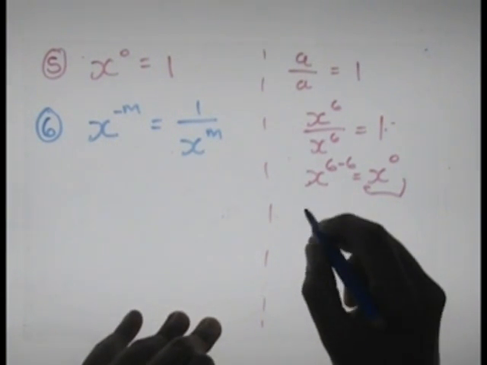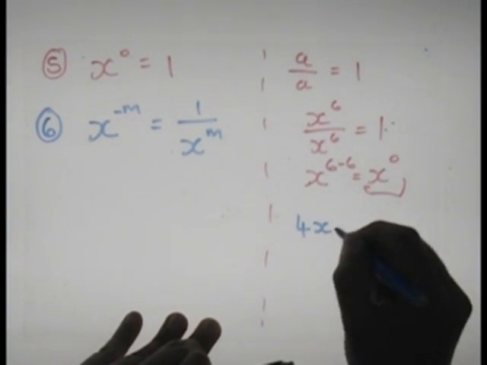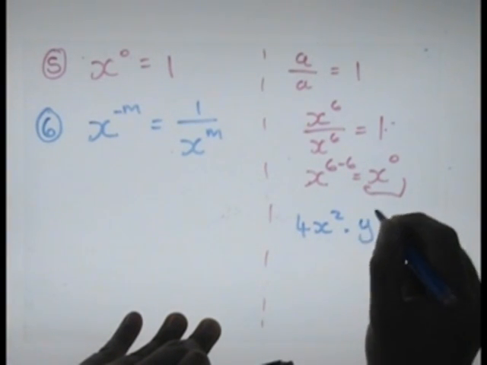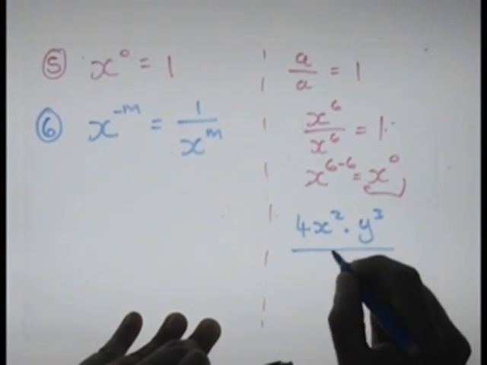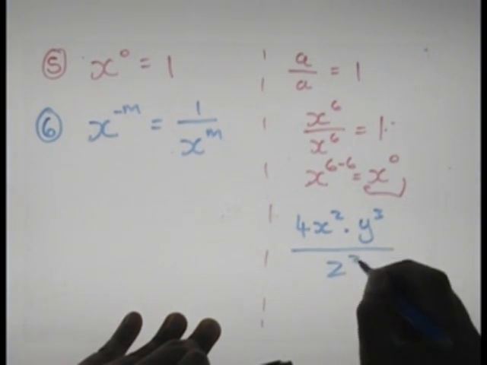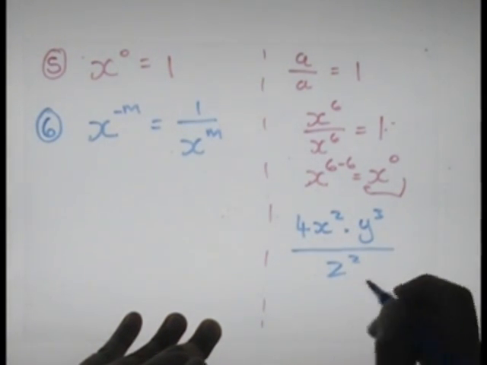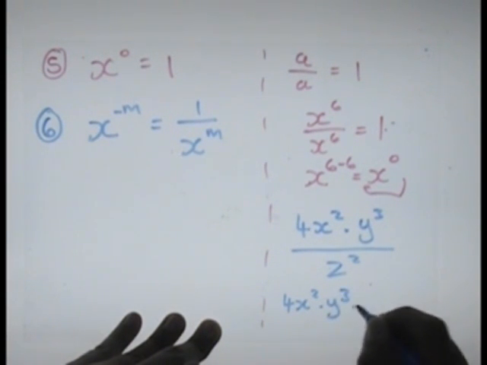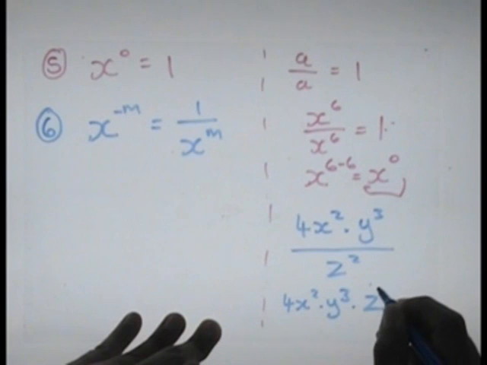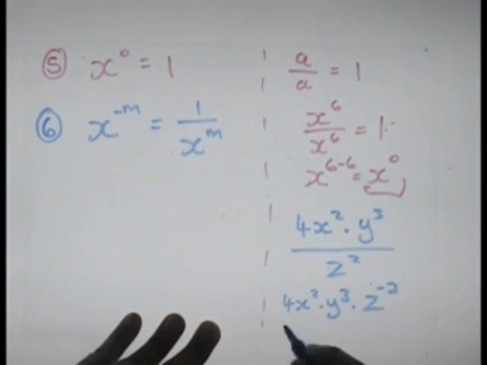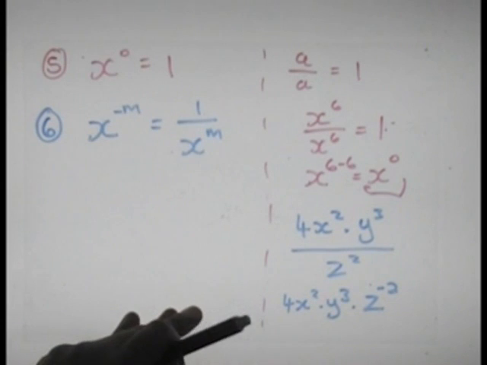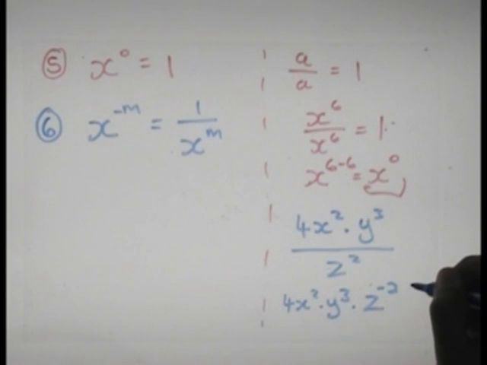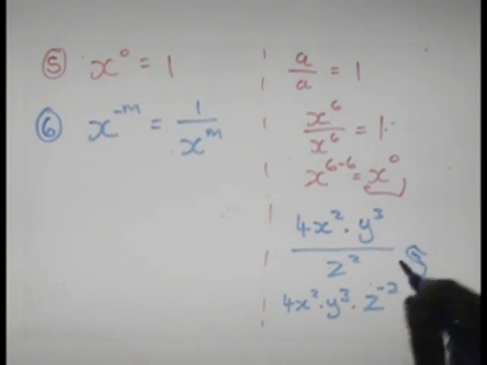Let's say you have 4x squared times y to the power 3 divided by z to the power 2, and you want to bring z to the top. That will become 4x squared y cubed multiplied by z to the power negative 2, and that's all over 1 because you've taken that z to the top. So you can go from that to that by using that law.